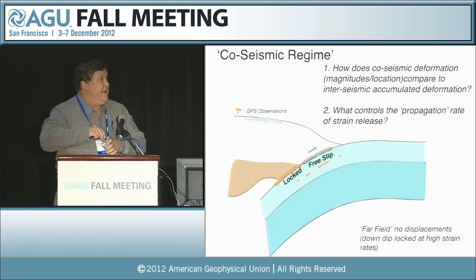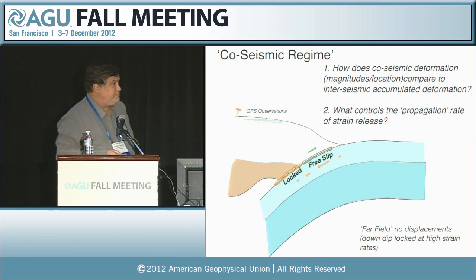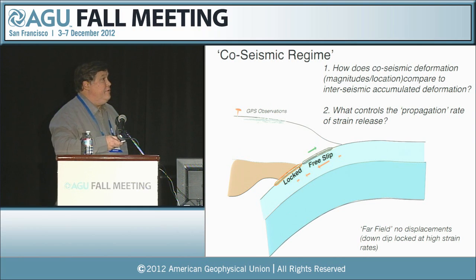And so what we can say is, what is the coseismic deformation in this very simple model? So we can look at what happens to that. How does the coseismic deformation compare to the accumulated deformation that we would expect to be released? And also, how does this propagate across the region?